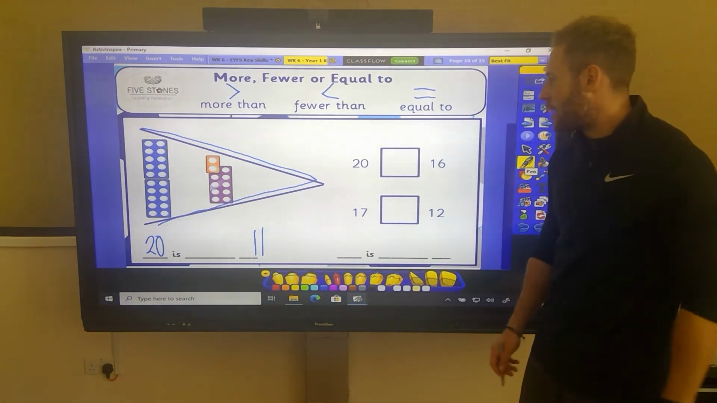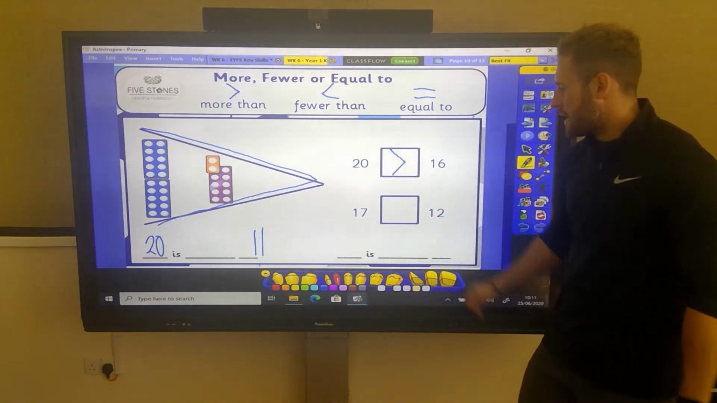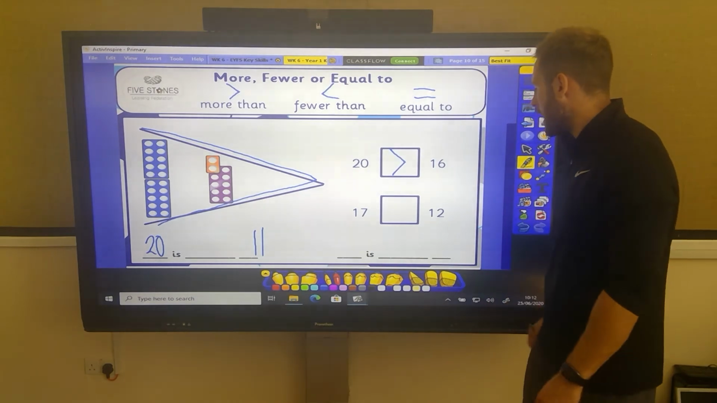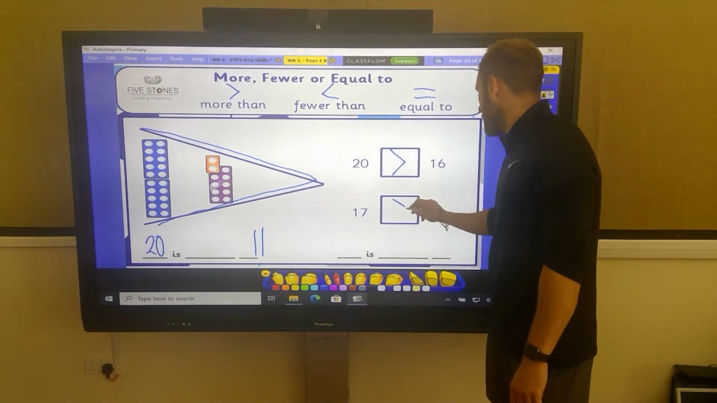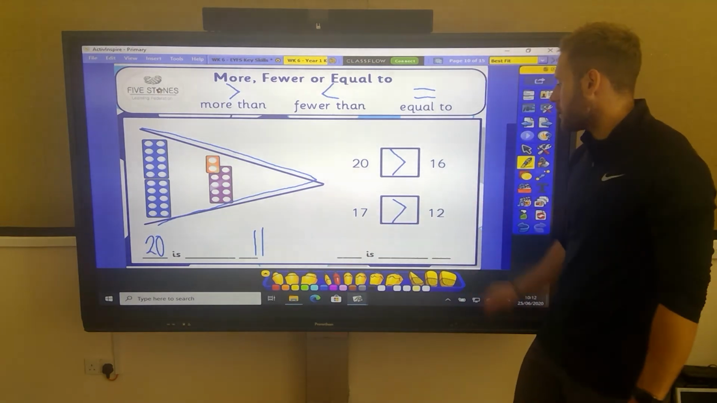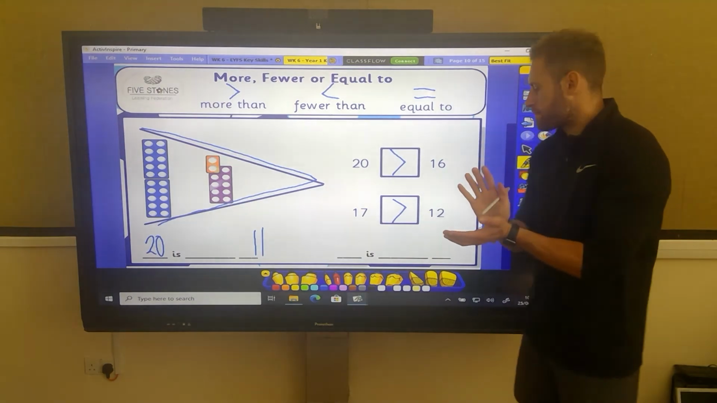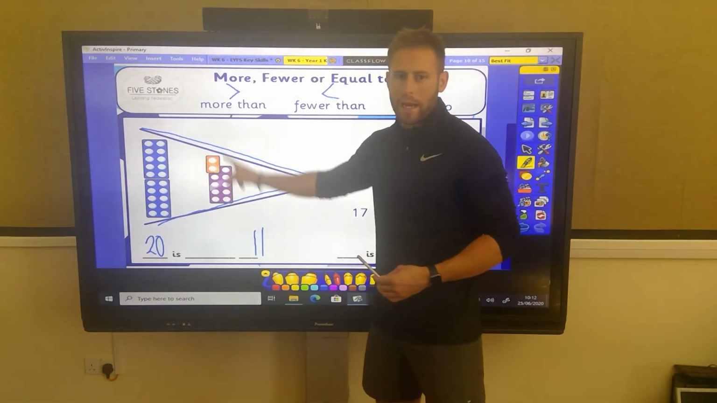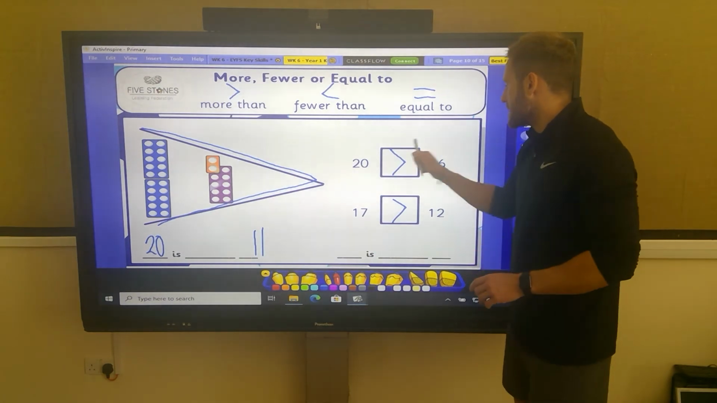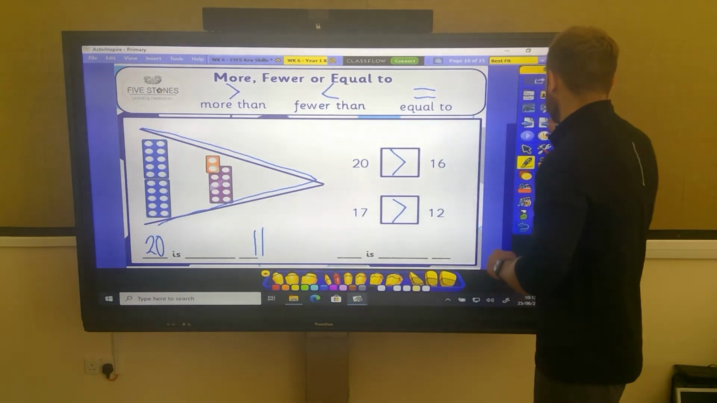Right, what did we find out? 20 is definitely more than 16. So we've got our more than sign. It's got more in that part. And 17 is also more than 12. 17 is more than 12. So we can fit more in that part of the symbol. So really think about this picture in your mind as you are choosing the correct symbol to use. 20 is more than 16. 17 is more than 12.